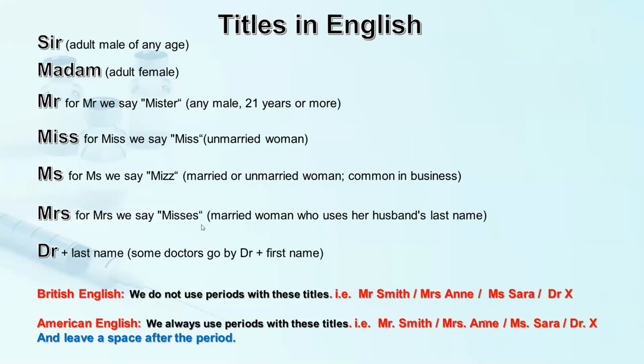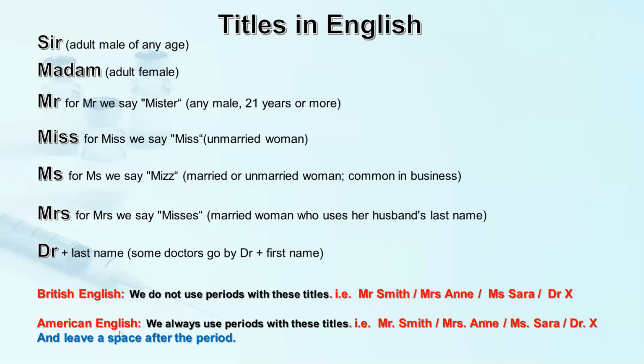Mrs., we say Mrs. for a married woman who uses her husband's last name. Doctor plus last name, or some doctors go by doctor and the first name. So Dr. for doctor. In British English, we don't use periods with these titles. So simply you write Mr Smith, Mrs N, Ms Sarah, Dr X, without periods, without a full stop after the title.